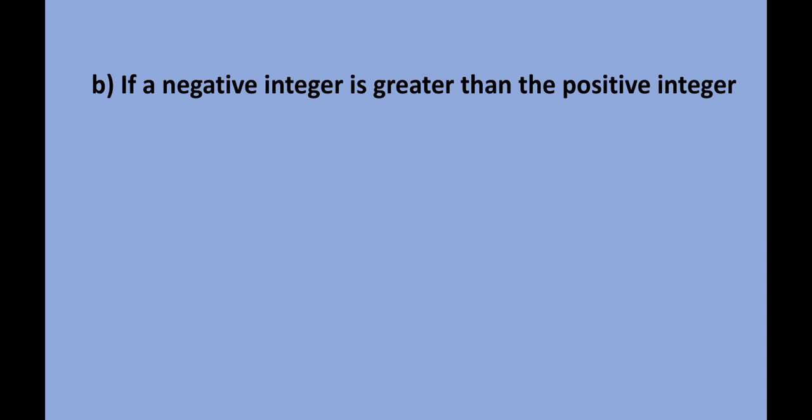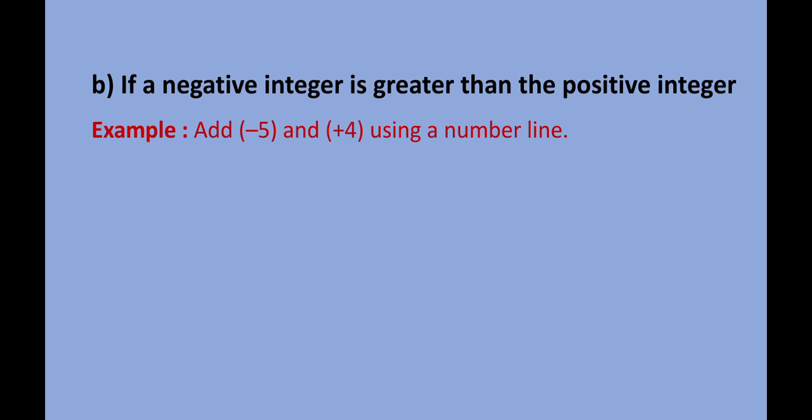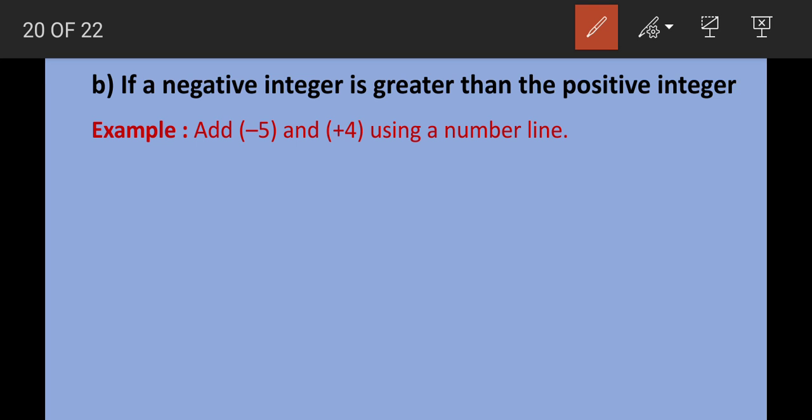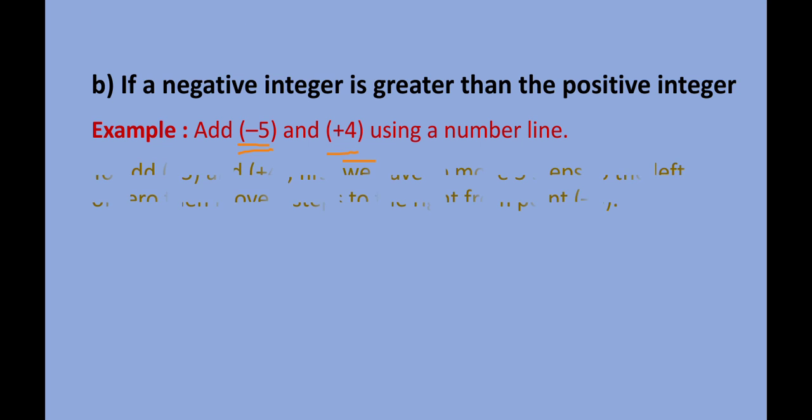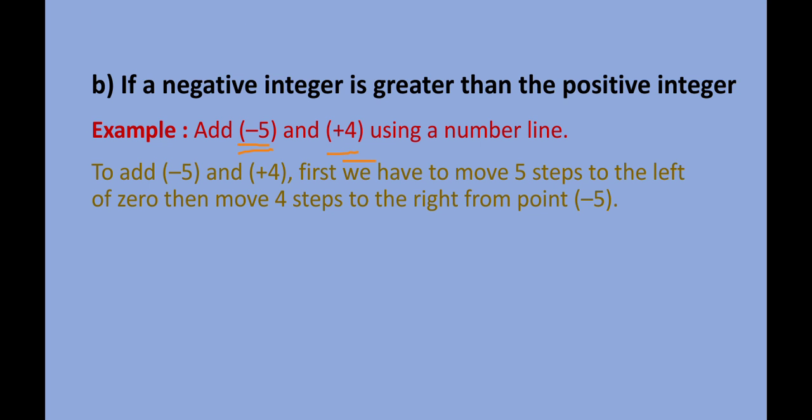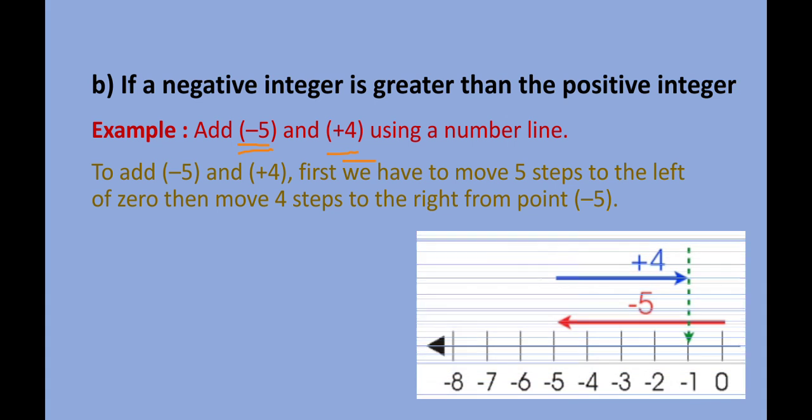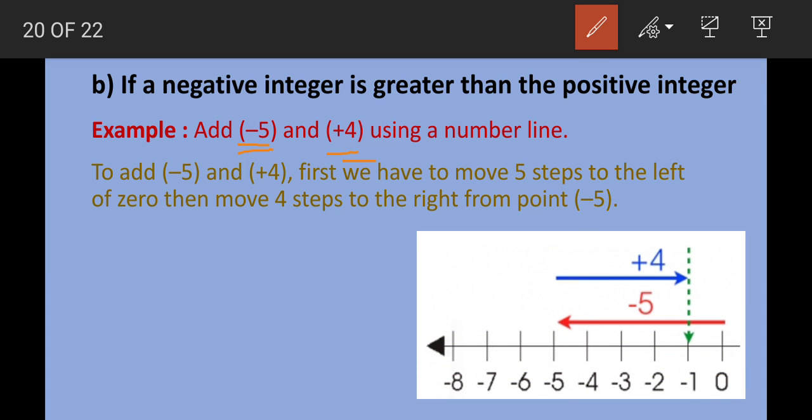Now come to the second case of this type. If the negative integer is greater than the positive integer, then what to do? Here is an example. The first number is minus 5, in which you have to add plus 4. So to add minus 5 and plus 4, first we have to move 5 steps towards the left side from 0. As the first number is negative, we reach minus 5, clear.